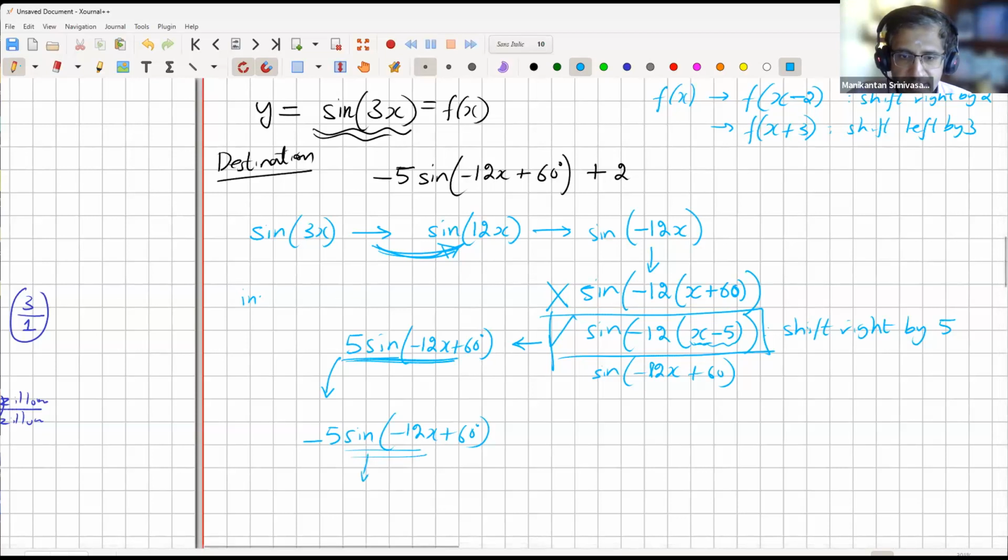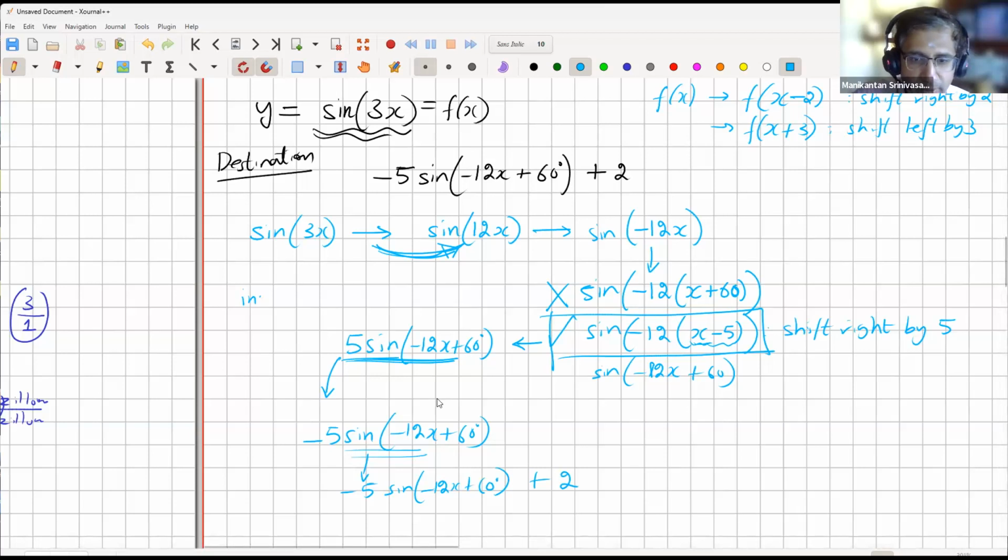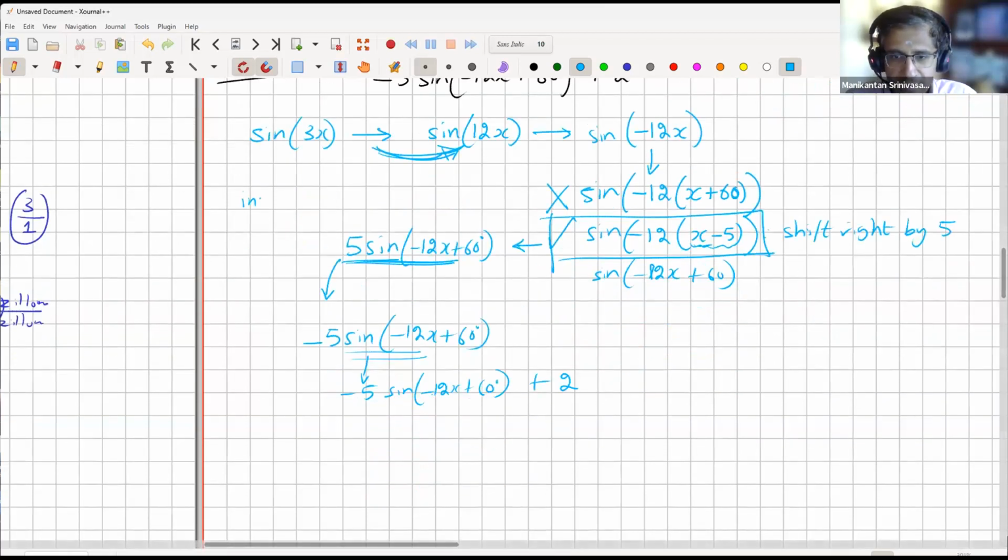And then the last step is, Dave, can you complete it? What is the last step? Suppose minus 12x plus 60 plus the 2. Actually, who hasn't called out? Maybe Sumer. Yeah, Sumer. It's a vertical translation, like up 2. Exactly. Vertical translation by +2 or shift it up by 2.